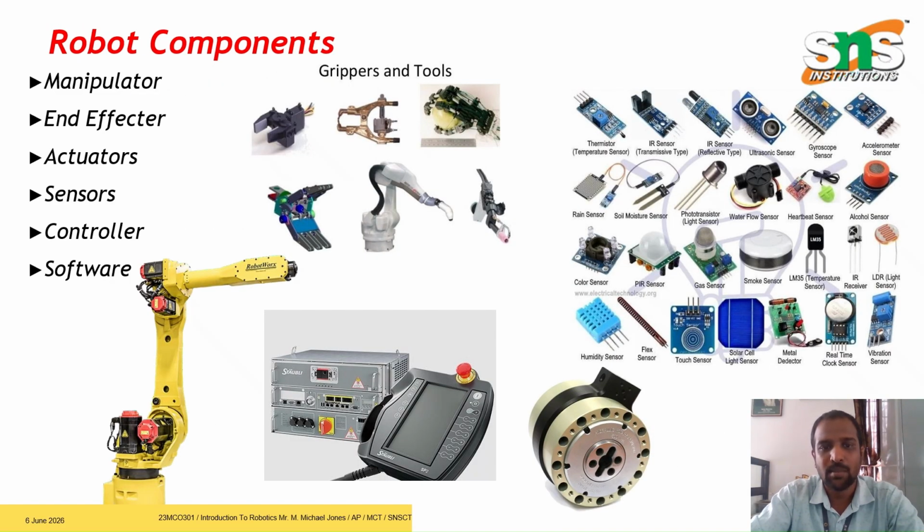Now let us examine the six major components of a robot: manipulator, end effector, actuators, sensors, controllers, and software. These are the six major components.